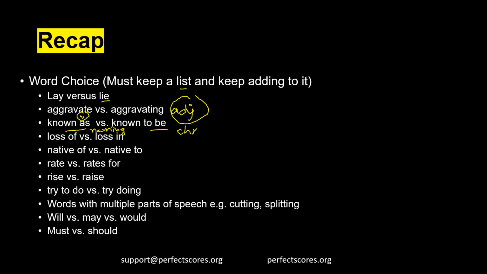Similarly, loss of versus loss in. So loss of would be simply when you lose something, and loss in would represent a decrease in something. For example, loss in grades or loss in population. So that would be decrease. Native of versus native to would be that native of is used as a noun. For example, I am a native of this city.